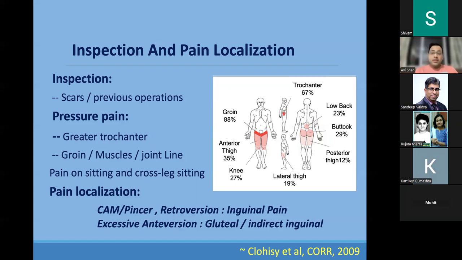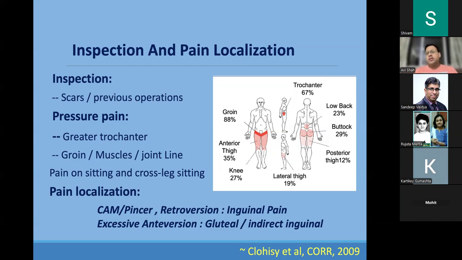Look at any previous scars or signs of previous surgeries. Always palpate every bony prominence, starting from the anterior superior iliac spine, your iliac crest, your greater trochanters, ischial tuberosities, your groin, anterior joint line, and the posterior joint line. And again, do recheck these in sitting position as well as cross-sitting position if the individual is having pain. Localizing these kinds of pains can give us certain ideas of what kind of condition that might be.